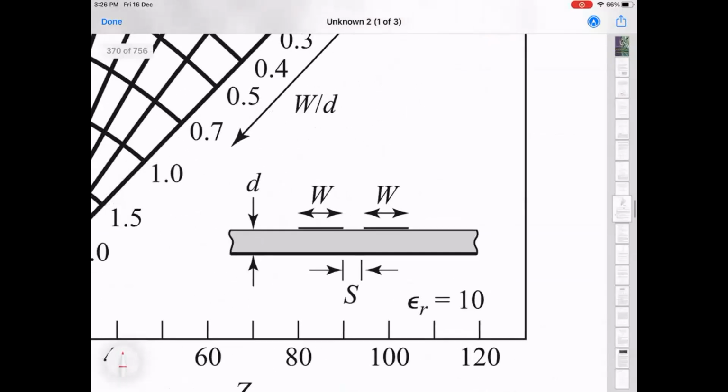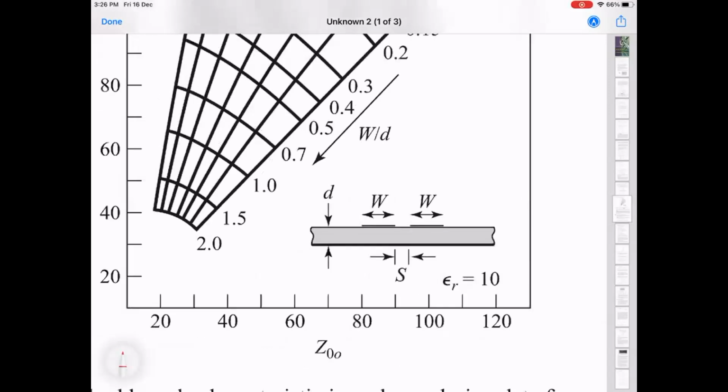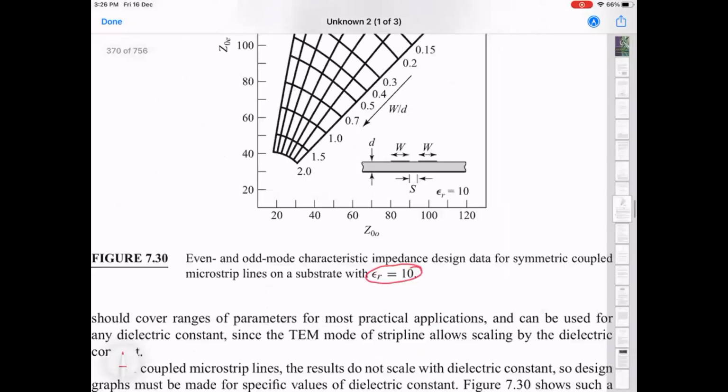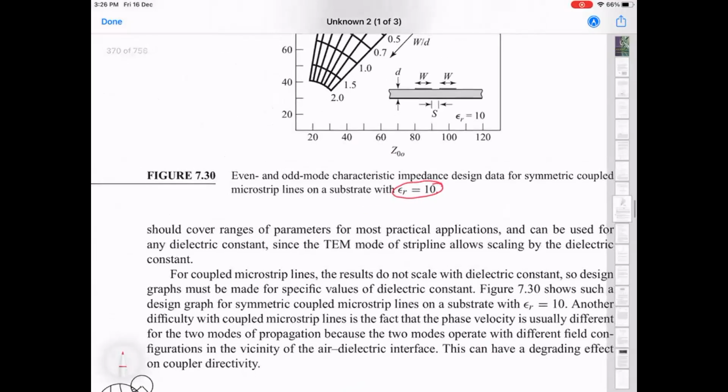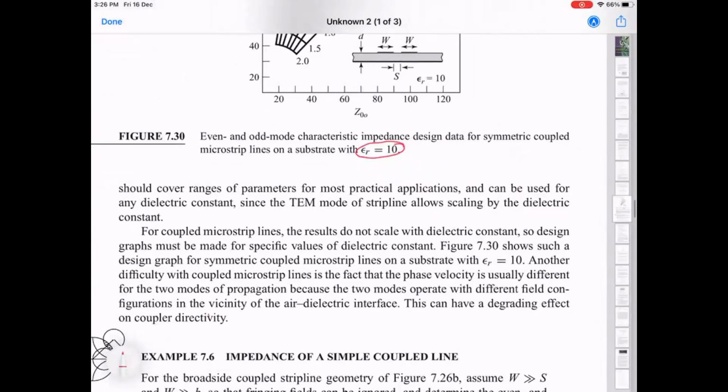So this is the microstrip. There is no dielectric on the top. There's no ground plane on the top. So that's what they say here: for coupled microstrip, the results do not scale with dielectric constant. So design graphs must be made for specific values.